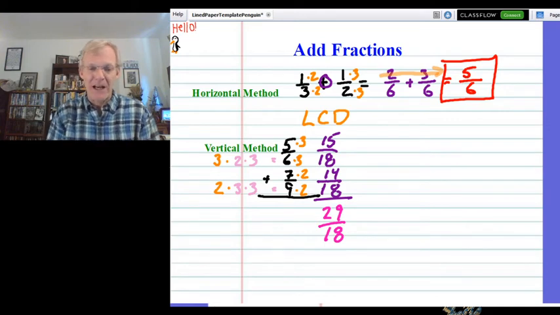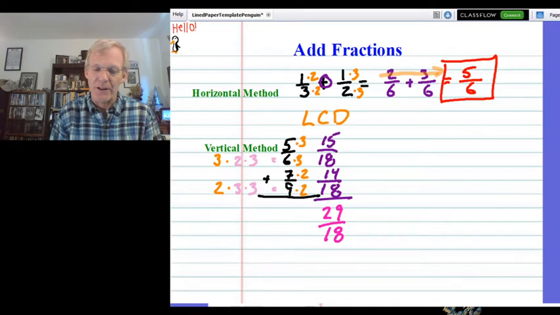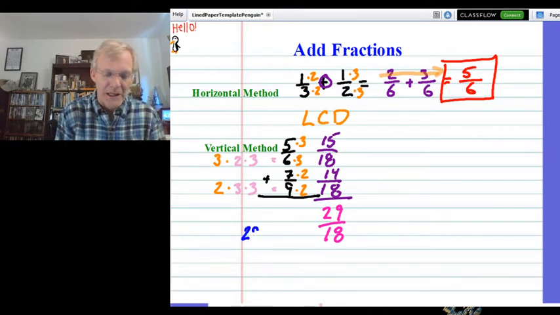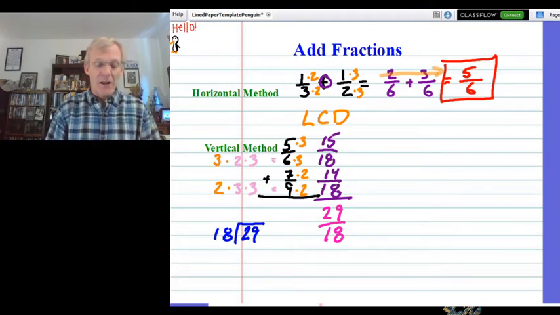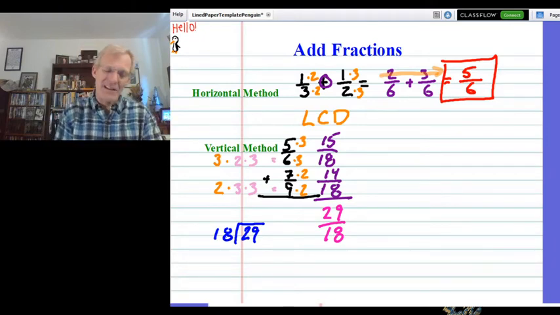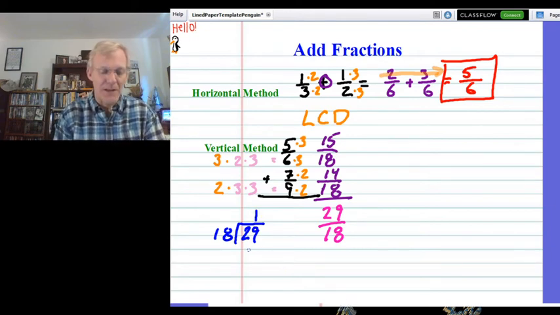So how many times does 18 go into 29? So I'm going to go ahead and change color over here. We're going to do 29 divided by 18. Well, 18 can go into 29 at least once. Twice, not quite, because that's 36. That's too much. So we're going to divide by 1. 1 times 18, 18. Subtract. 9 minus 8 is 1. 2 minus 1 is 1.